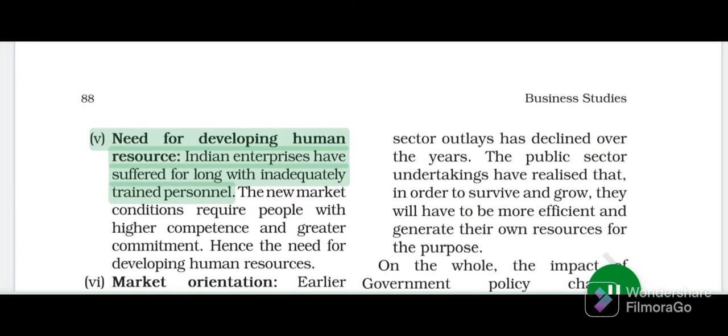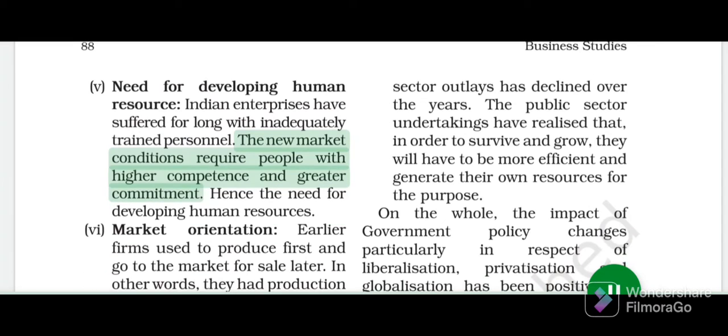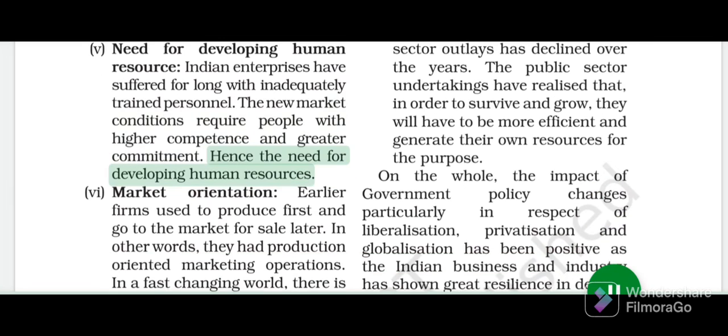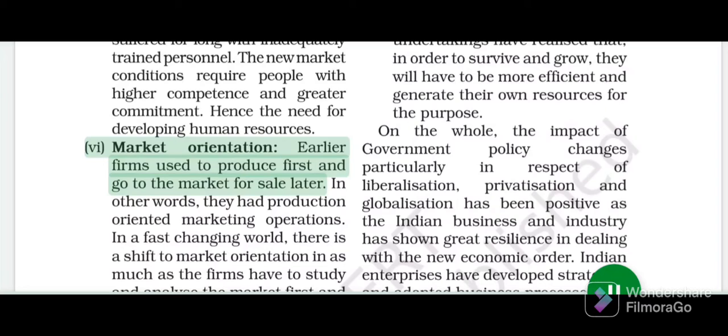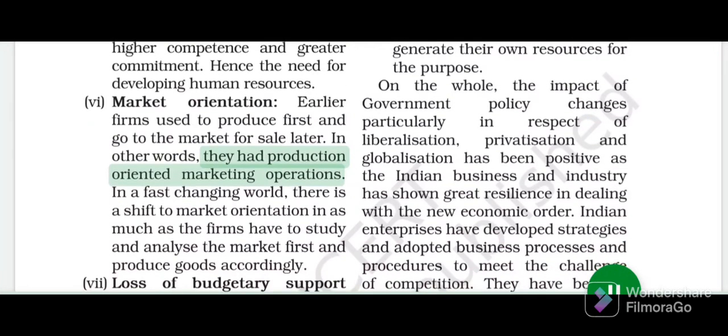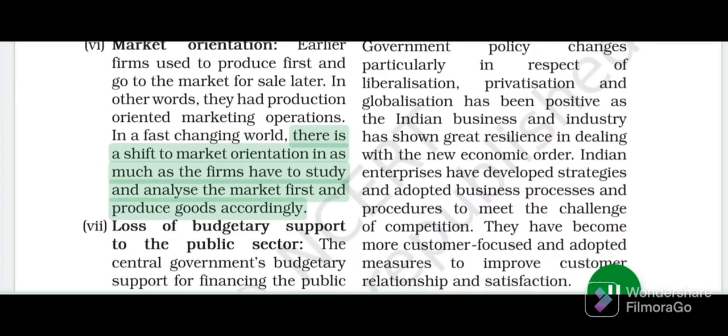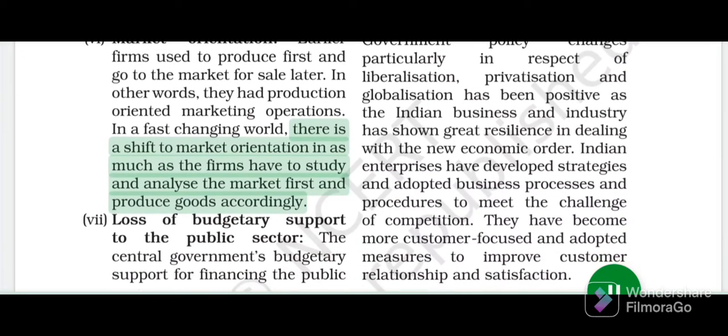Indian enterprises have suffered for long with inadequately trained personnel. The new market conditions require people with higher competence and greater commitment. Hence the need for developing human resources. Weak market orientation. Earlier firms used to produce first and go to the market for sale later. In other words, they had production-oriented marketing operations. In a fast-changing world, there is a shift to market orientation in as much as the firms have to study and analyze the market first and produce goods accordingly.